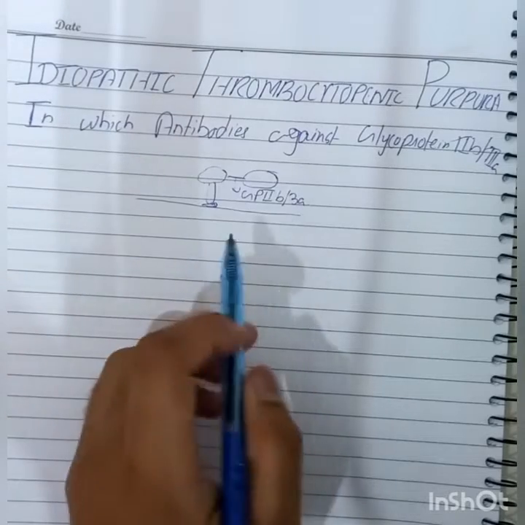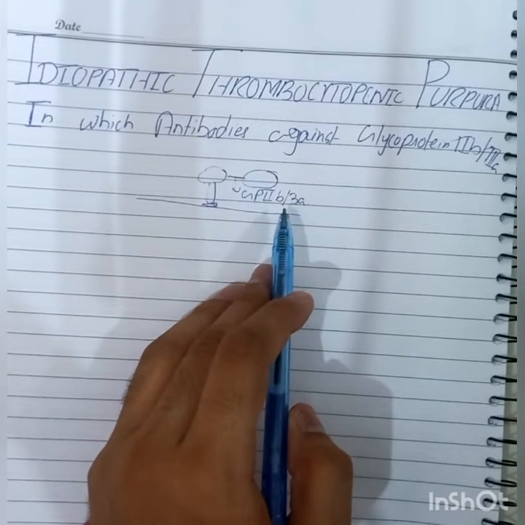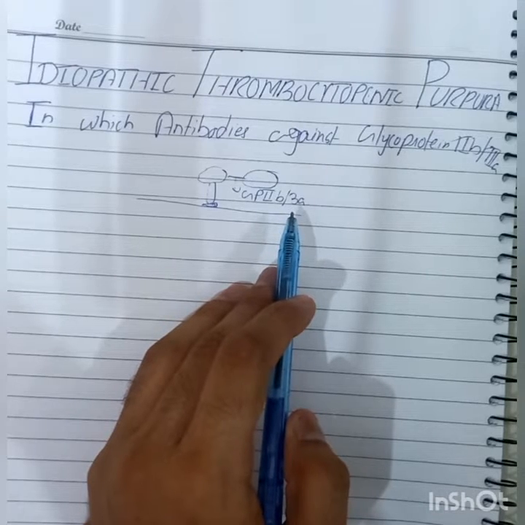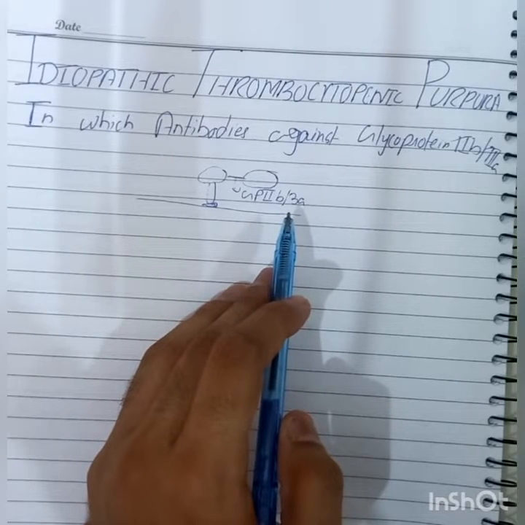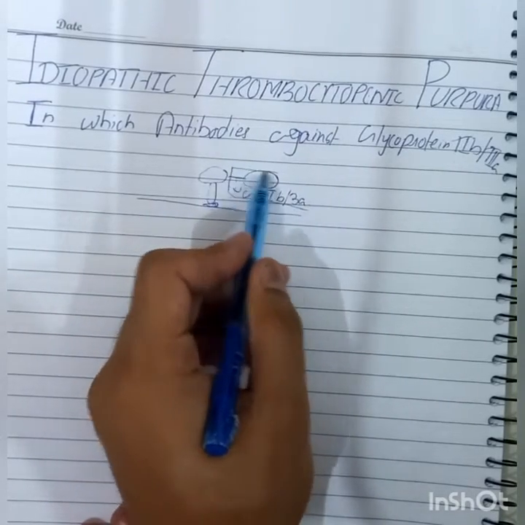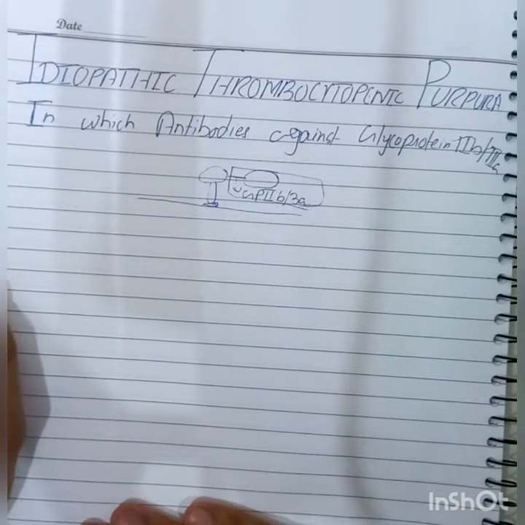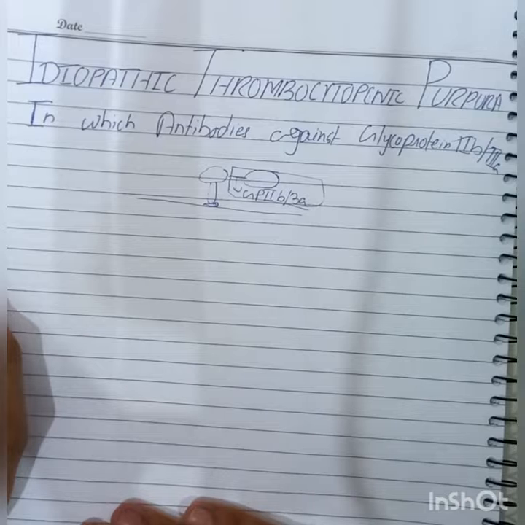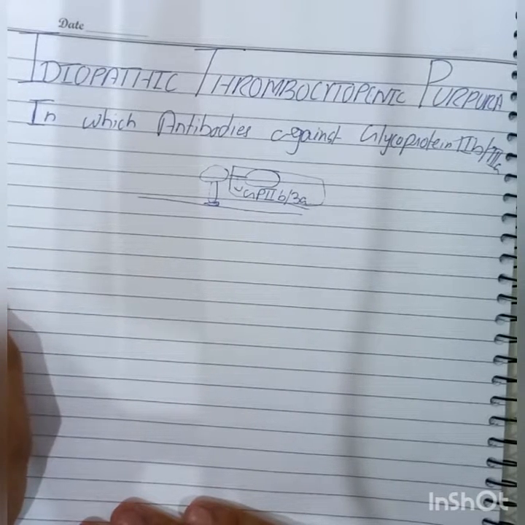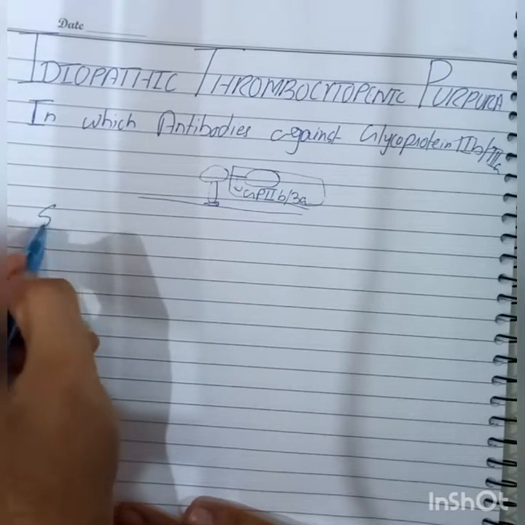The antibodies are formed against the glycoprotein 2b3a receptor, which results in premature removal of the platelets from the circulation. Whenever platelets bound with antibodies against the glycoprotein 2b3a receptors go through the circulation of the spleen, splenic macrophages will engulf these platelets and result in thrombocytopenia. So the main culprit, the main organ responsible for this disease, is the spleen.